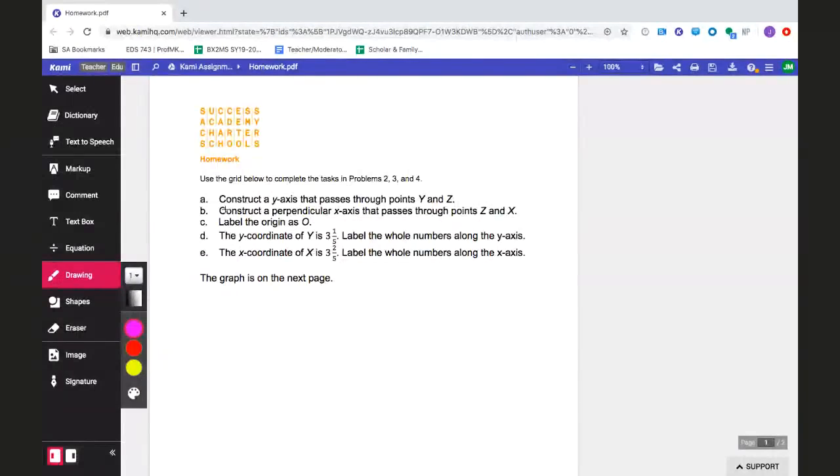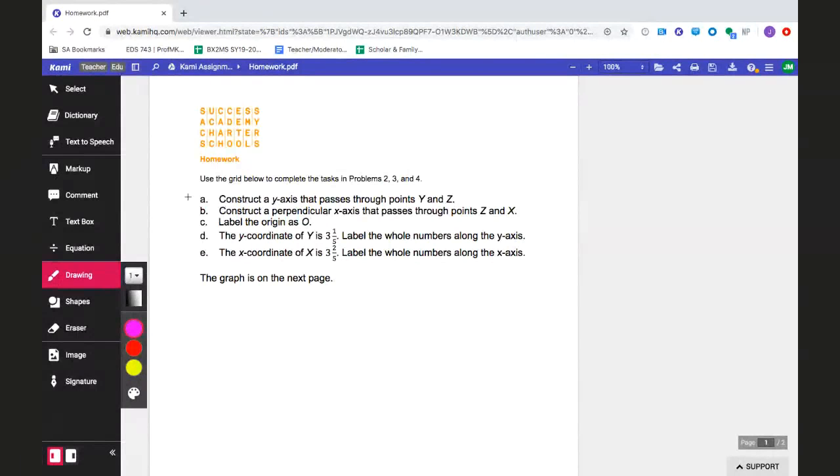Going to go over today's homework assignment, and in general, how to construct a graph when they give you these simple directions. So let's go ahead and read them first and do them one by one. Construct a y-axis that passes through the points y and z.